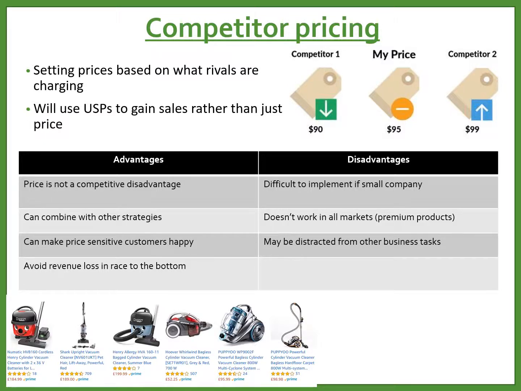Okay, the next one is competitor pricing. So this is basically where you set your prices based on what your rivals are charging. So the example here, we've got $90 for competitor 1, $99 for competitor 2. So you might find yourself somewhere in the middle at $95. Right, so you might then use your USP to try and gain sales rather than just price, because not everybody is concerned with price. They might be looking for something a little bit more.